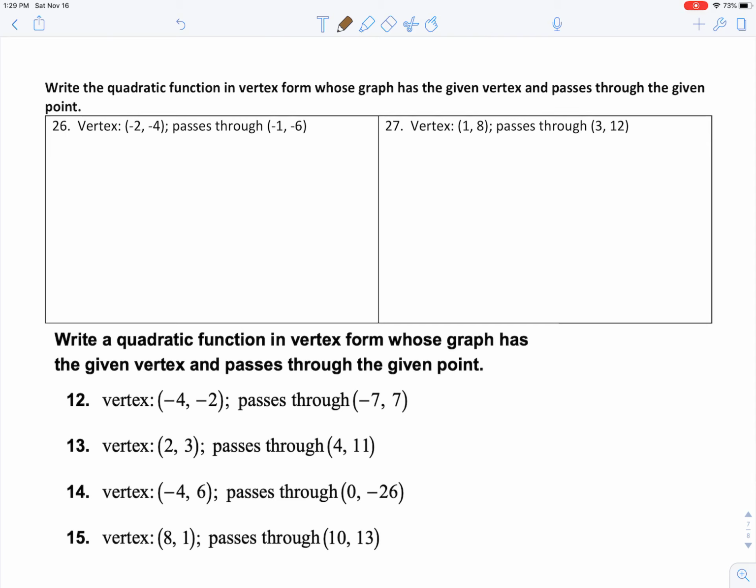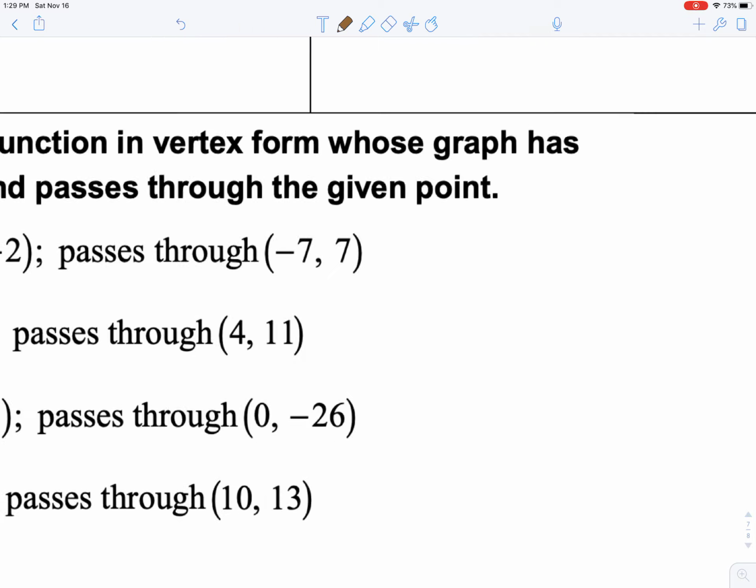Writing a quadratic function in vertex form that has the given vertex and it passes through the given point. So let's go through some of these. Let's start with number 12.